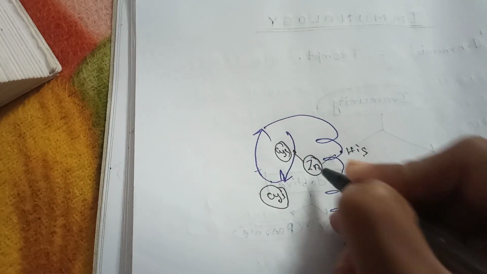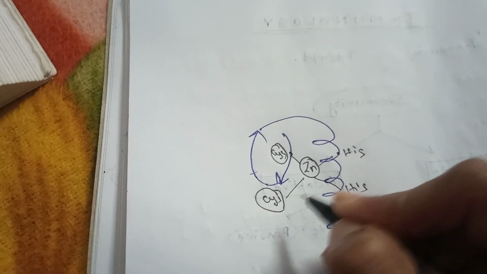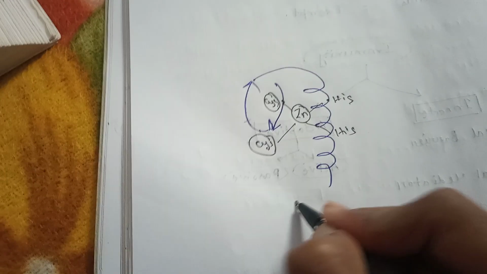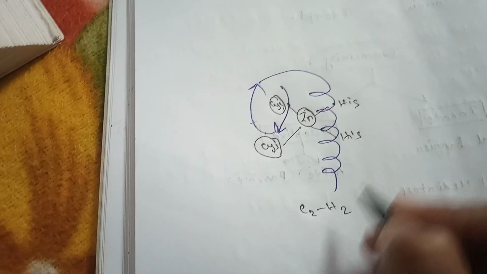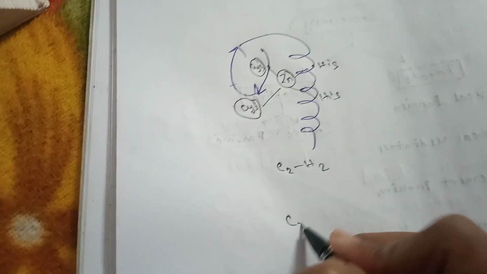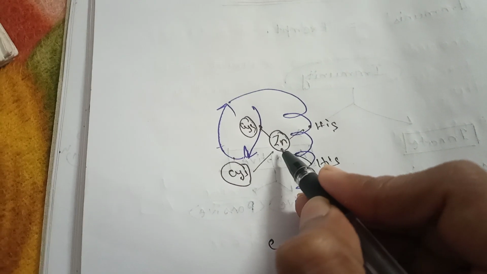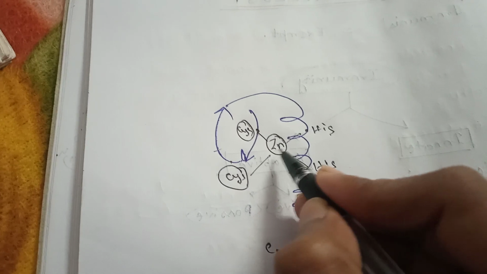So zinc binds with the two cysteines and two histidines. So that is like a finger-like structure. This is why this is the zinc finger motif of C2H2. Why? Because 2 cysteines, 2 histidines. Now it can be C2C2 also, or you can say C4. But before that, check that there is one zinc, right?